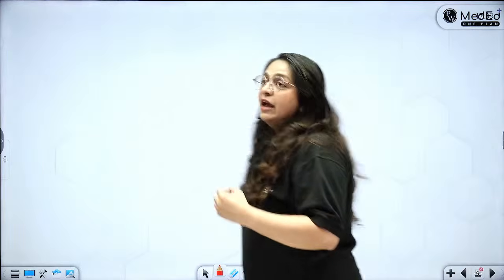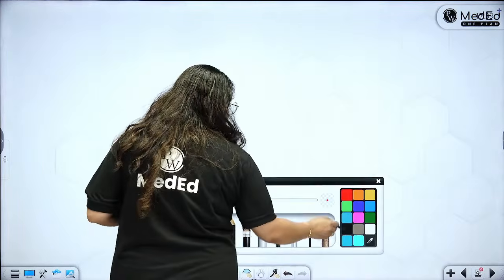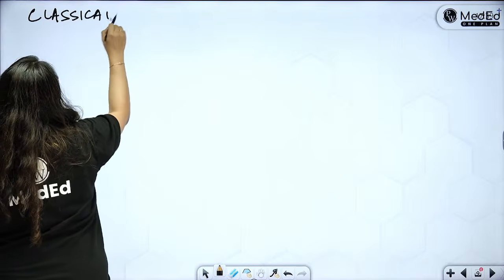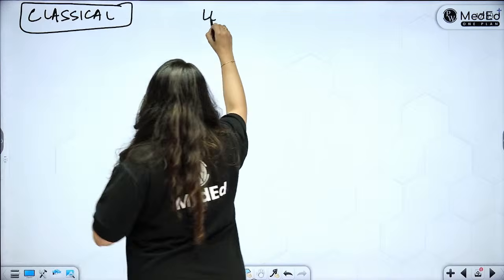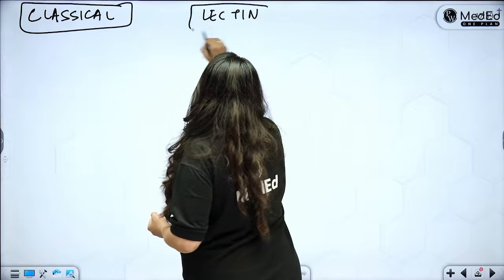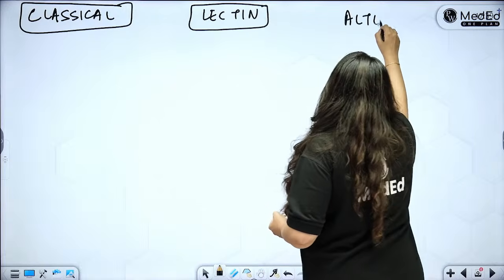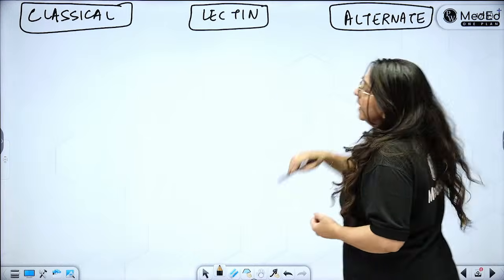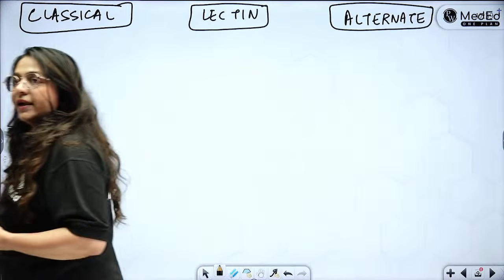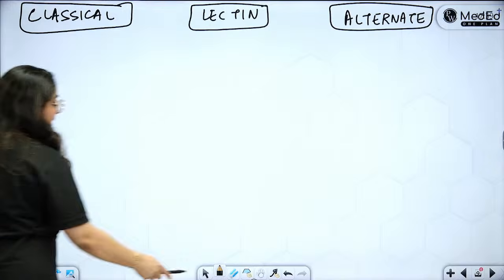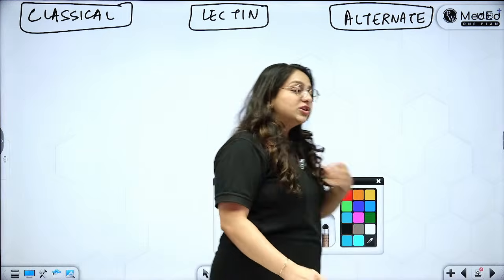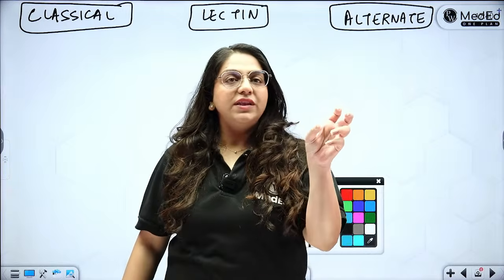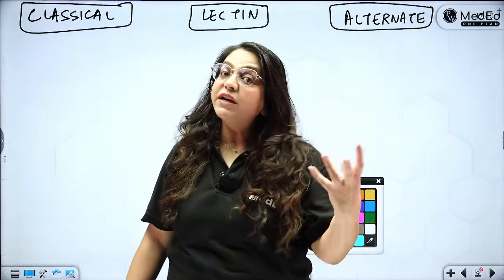So like I said, we have to know that there are 3 types of complement pathways. You have the classical complement pathway, the lectin complement pathway, and the alternate complement pathway. Okay, classical, lectin and alternate complement pathway. What is the major difference between the 3? The starting point of all 3 is different. All three have a different starting point.